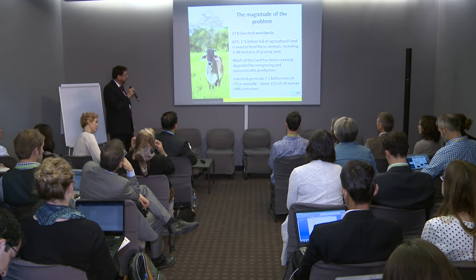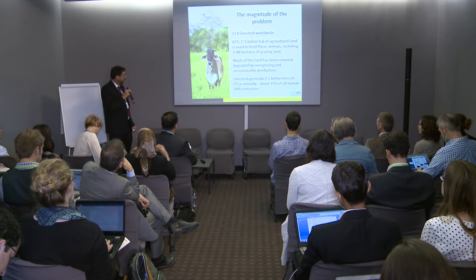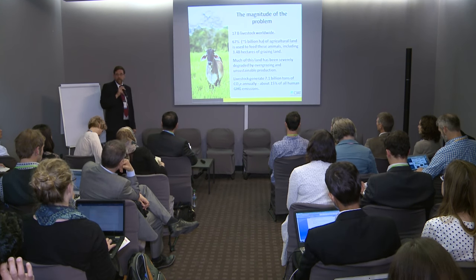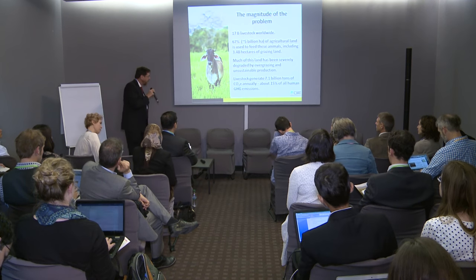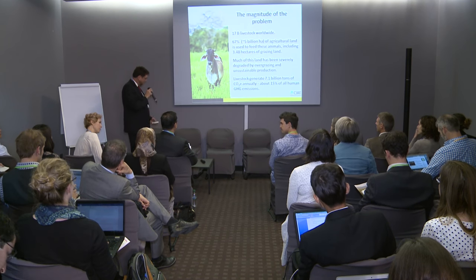Much of this land has been severely degraded by overgrazing and unsustainable production, particularly in the tropics. Livestock generate about 7.1 billion tons of CO2 equivalent annually. This includes deforestation for the expansion of grazing lands and pastures. And it's about 15% of all human greenhouse gas emissions.